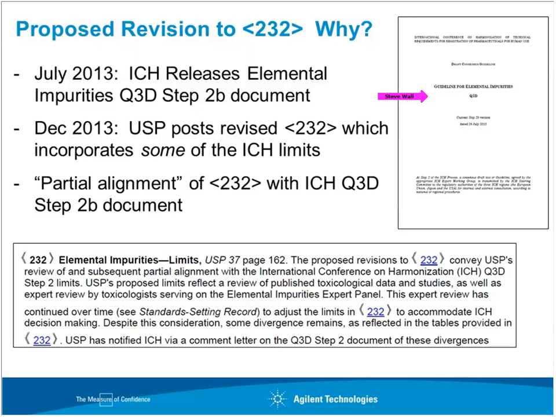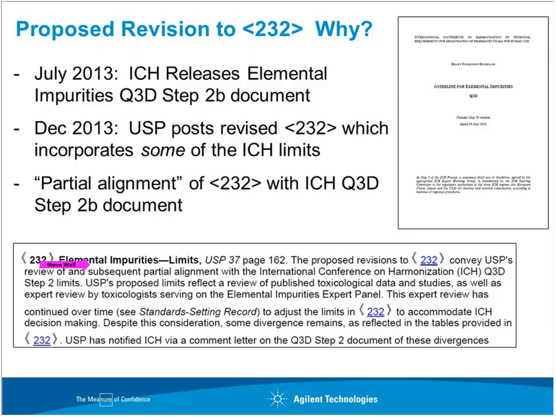So based on the ICH document, USP decided to propose the revision to 232. As we saw, some of the ICH limits were adopted, but some were not. So what's called now is a partial alignment of 232 with the ICH document. When USP came out with their 232 proposed revision, they did make a note on the cover page that said that these proposed revisions convey USP's review of and subsequent partial alignment with the ICH Q3D Step 2 limits.